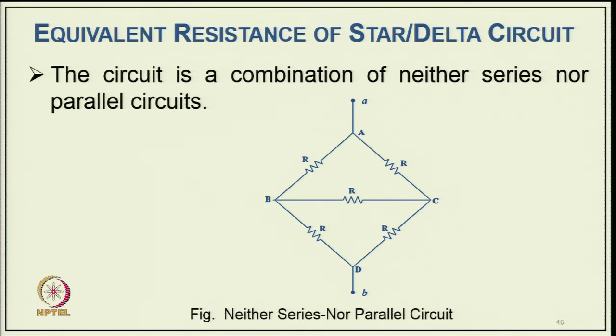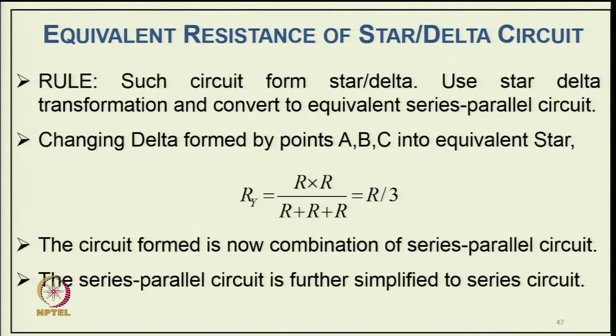So, this circuit is a combination of neither series nor parallel, as you can see here: the four resistances are equal, forming all four branches, with the internal resistance also R. So, you can find the equivalent resistance of this star delta network. The rule is that such a circuit forms a star delta, so use the star delta transformation and convert it to an equivalent series parallel circuit. Changing the delta at points A, B, C here, you can convert it to the equivalent star. So, RY will be R into R divided by R plus R plus R, which is R by 3, and the circuit is now a combination of series parallel circuit.